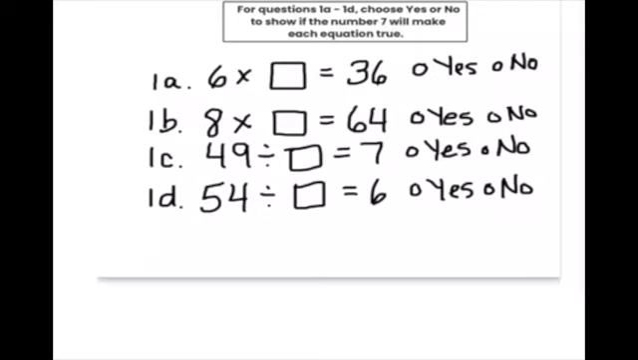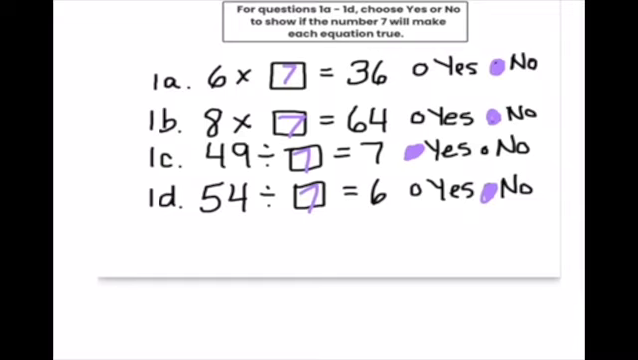So when I look back at the final problem again, I can fill out 6 times blank equals 36. Did 6 times 7 equal 36? No. 8 times 7, did that equal 64? No. 49 divided by 7, did that equal 7? Yes. And 54 divided by 7 equals 6. Is that true? No. So we had 3 no's and 1 yes today.